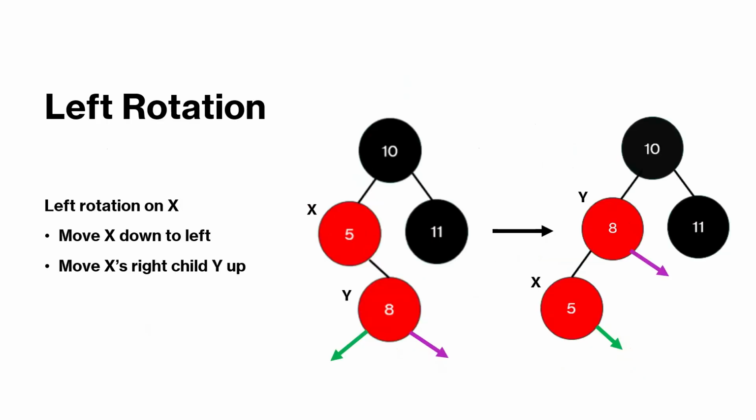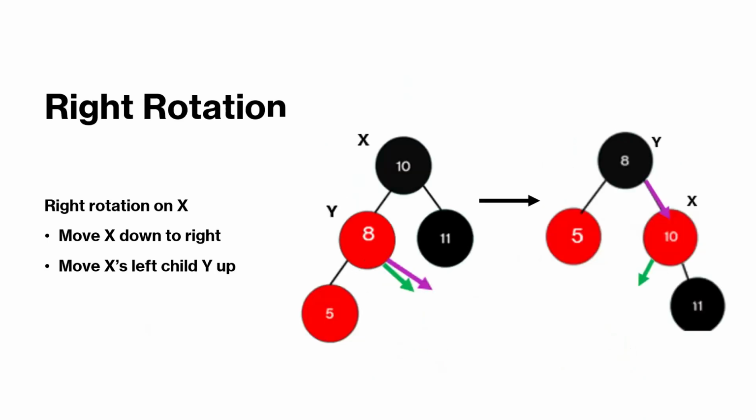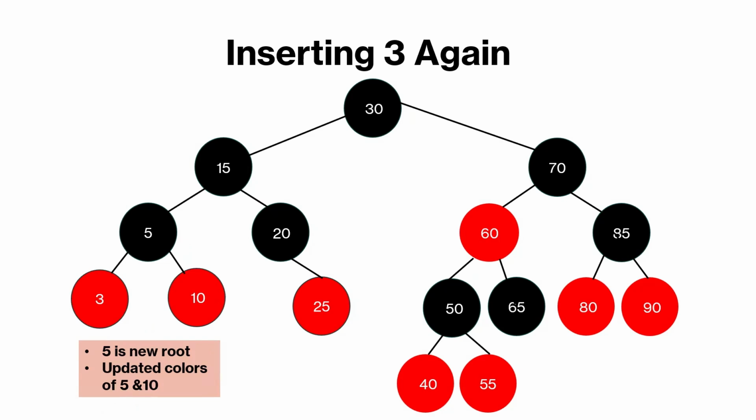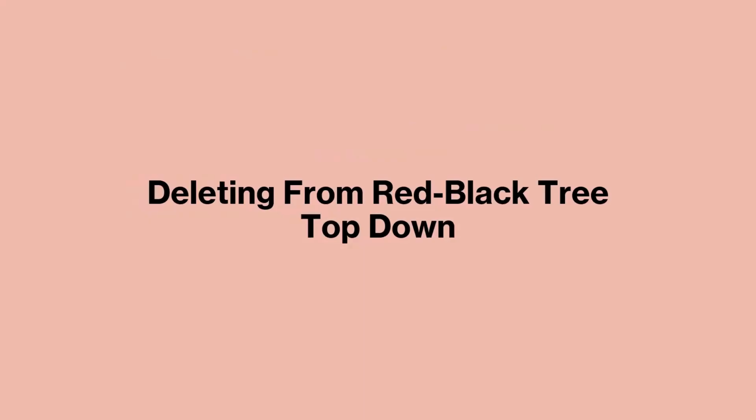For a left rotation on X, we move X down to the left, and we move X's right child Y up. When we move Y up, its left pointer becomes X's new right pointer. This can be seen when rotating 5 and 8. For a right rotation on X, we move X down to the right, and we move X's left child Y up. This can be seen with 10 and 8. Y's right pointer now becomes X's left pointer. If we insert 3, we need to fix this with a zig-zig, so we right rotate on 10. We recolor, 5 is the new root, and everything is in place.